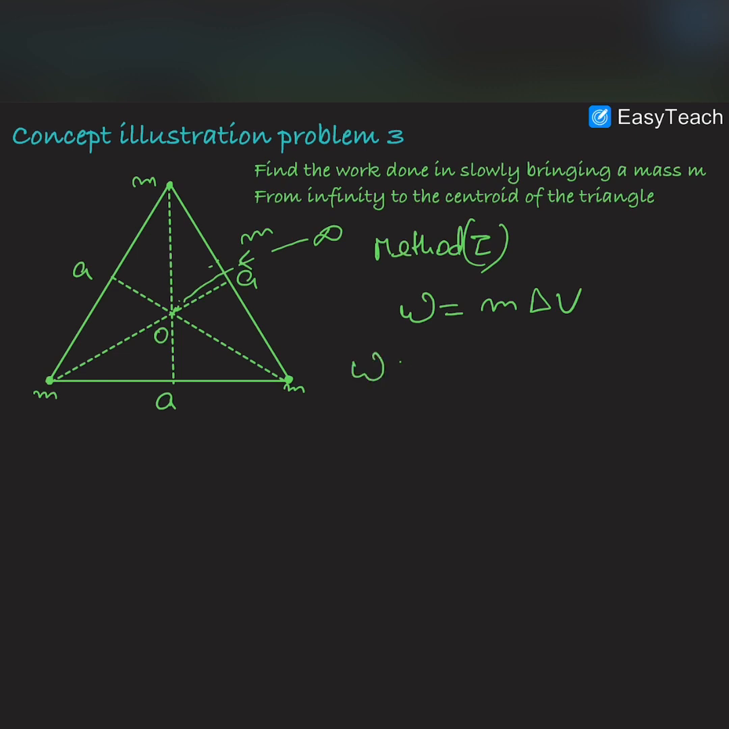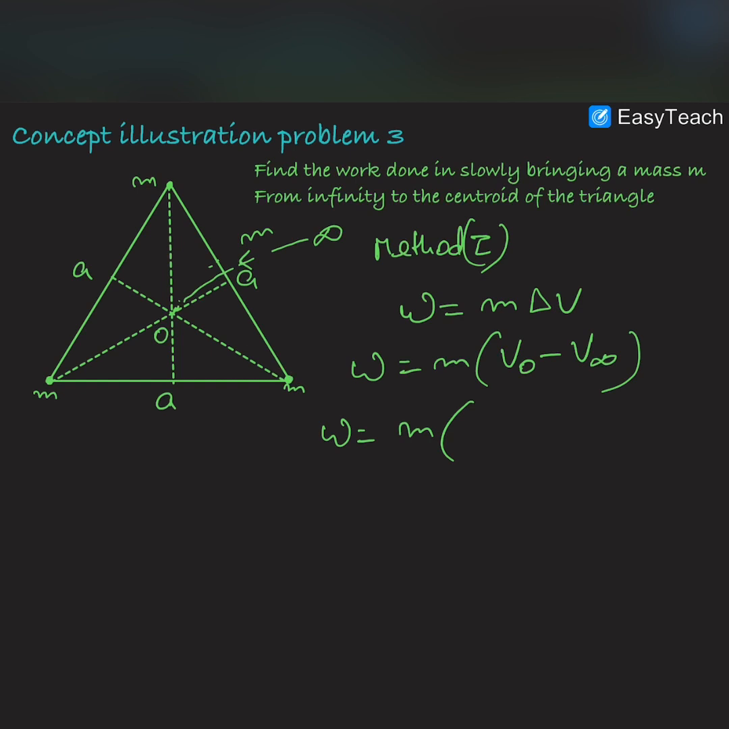Now we know that the mass m is the mass which we are bringing, and delta V is the potential difference between the final point and the initial point. So the final point is the centroid and the initial point is infinity. So work done will be m into V0. Now we know that the potential at this point would be created by these three masses, obviously, and the individual potential of these three masses at this point would be the same.